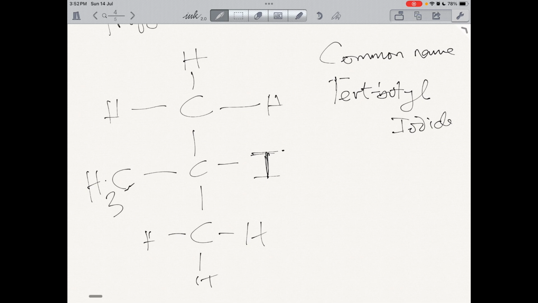Tertiary butyl iodide. If you want to look at the IUPAC name, this is carbon atom 1, 2, and 3. That means carbon atom 2 is carrying two substituents. It carries a methyl group and an iodine atom, right? Yes.